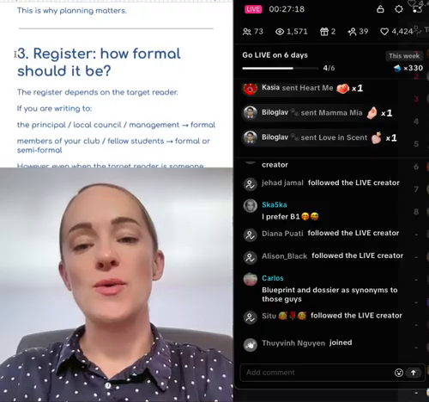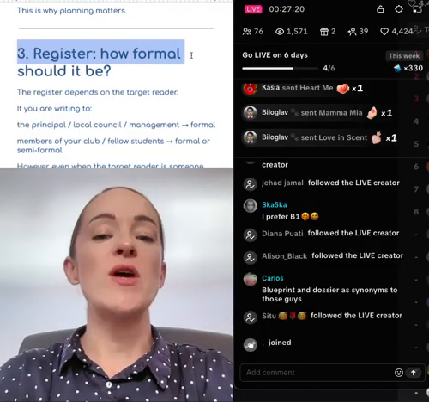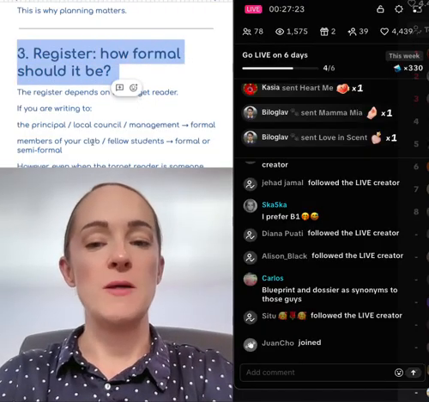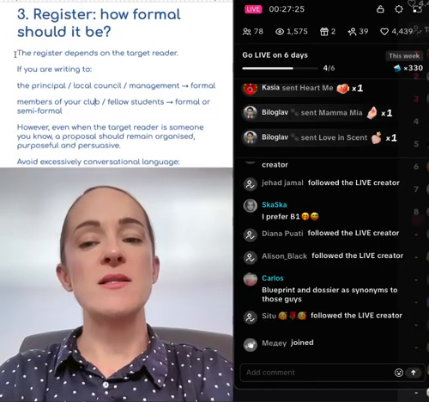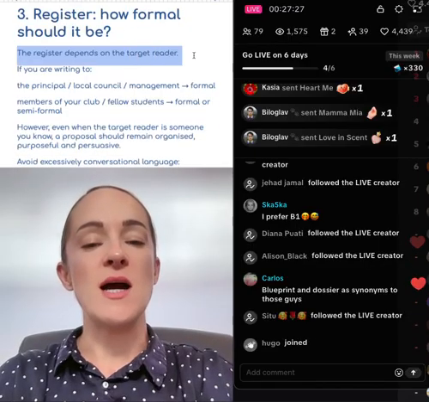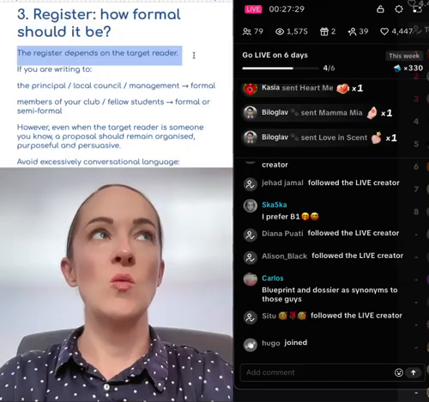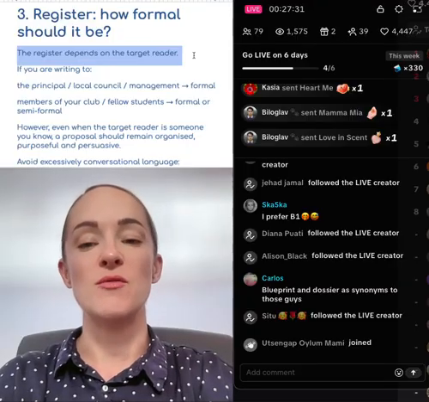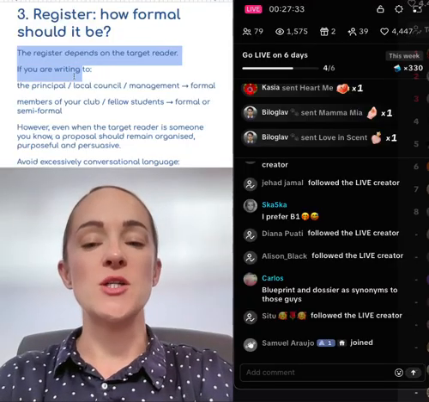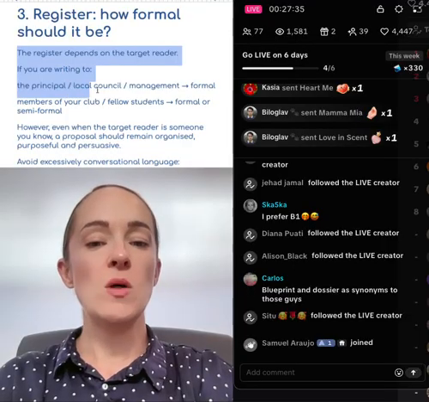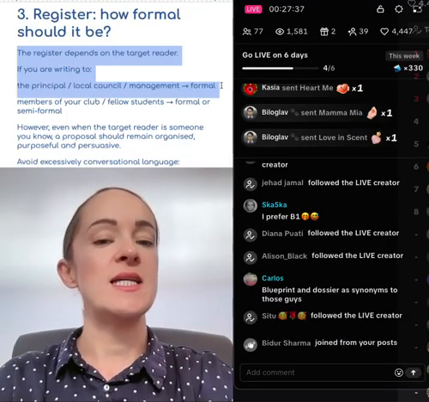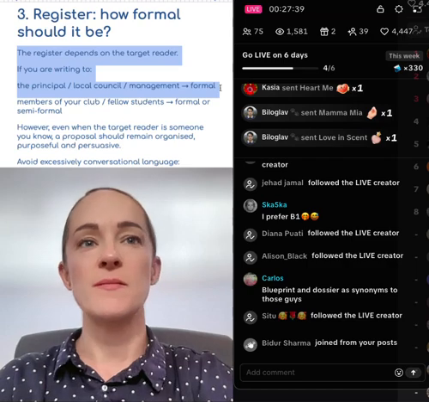Okay, number 3, register. Register means how formal it should be. The register depends on the target reader. Normally, if it's in your C1 or C2 exam, it's going to be something formal. If you are writing to the principal, local council, or management, then it's formal. Normally it's one of those.